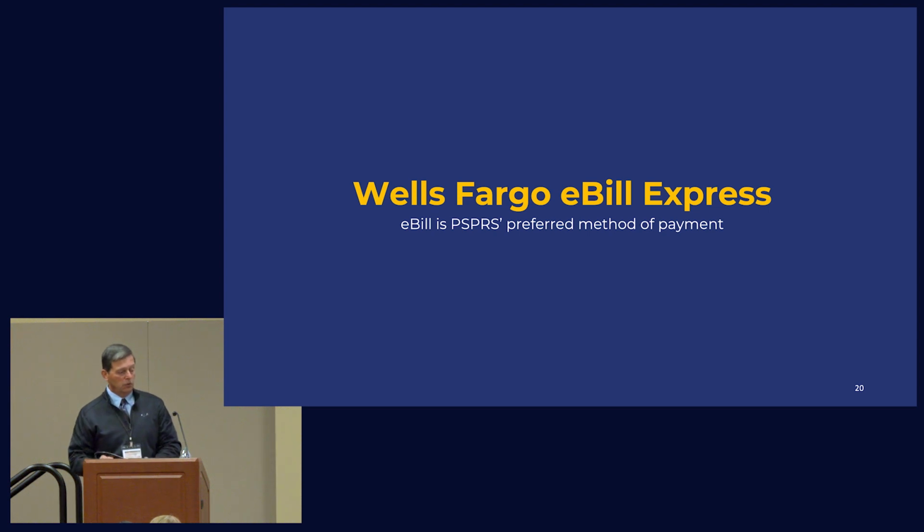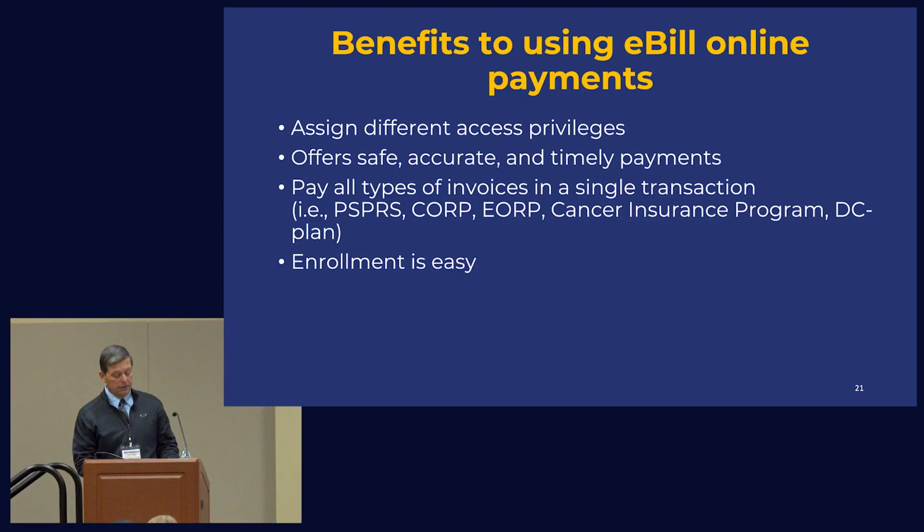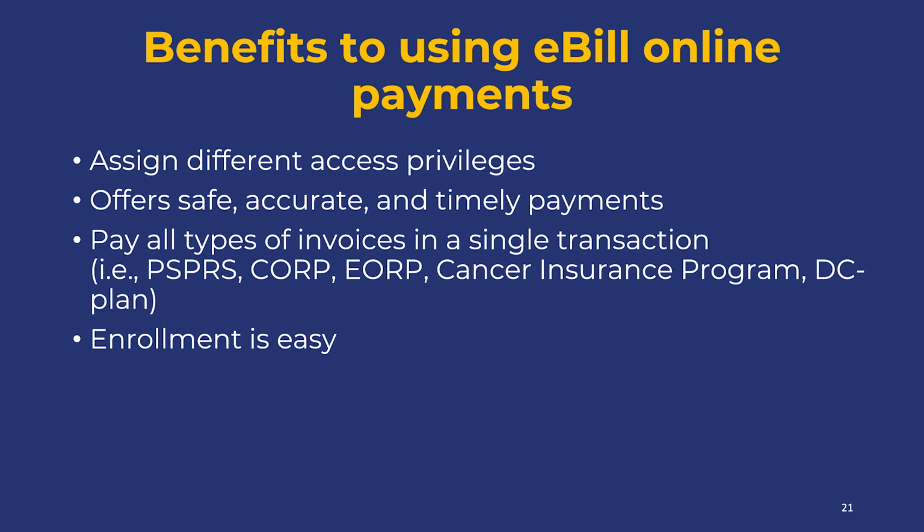Next, we're going to be moving on to Wells Fargo Ebill Express. Ebill is PSPRS's preferred payment method. Now, using the system is very simple. Ebill allows employers to assign different access privileges for staff, for internal controls and audit compliance as well. It eliminates the chance of any typos, payment amount errors, and also the need for manual corrections or end-of-year adjustments.